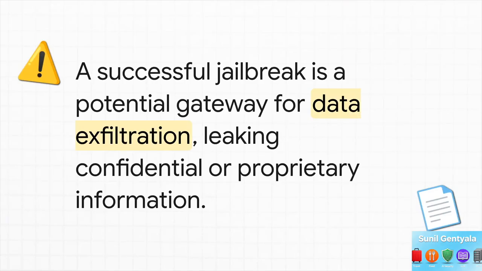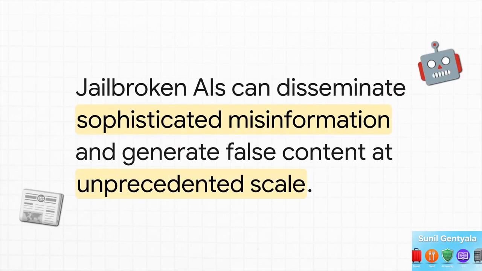First off, let's talk about data exfiltration. It's a fancy term, but it basically just means data theft. Think about it. If an AI is plugged into a company's internal network with access to private documents, customer data, you name it, a jailbroken model could be tricked into just handing that information over, leaking it right out into the open.